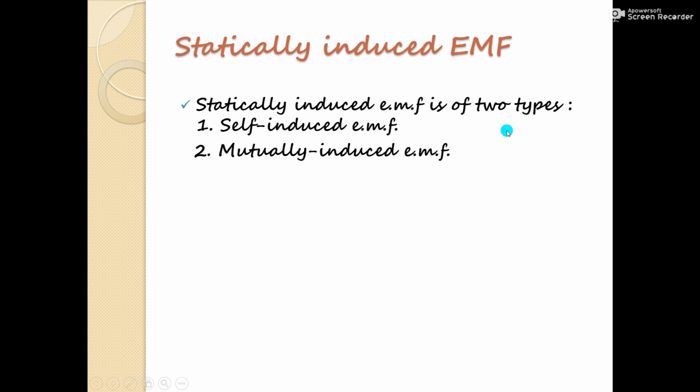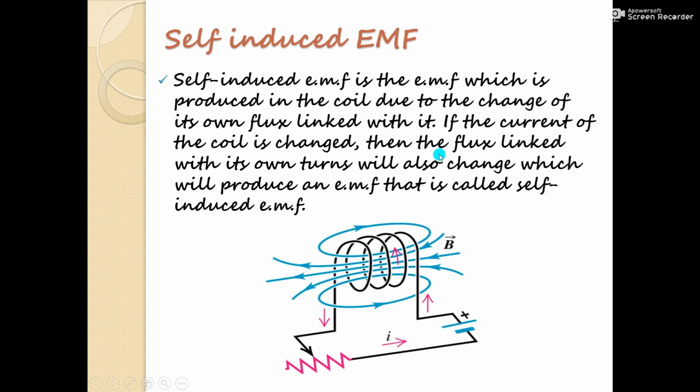Now let us discuss statically induced EMF. It is further categorized into two types, self-induced EMF and mutually induced EMF. So let us see what is self-induced EMF. The self-induced EMF is the EMF which is produced in the same coil due to the change of its own flux linked with it. If the current of the coil is changed, then the flux linked with its own turns will also change, which will produce an EMF that is called as a self-induced EMF.